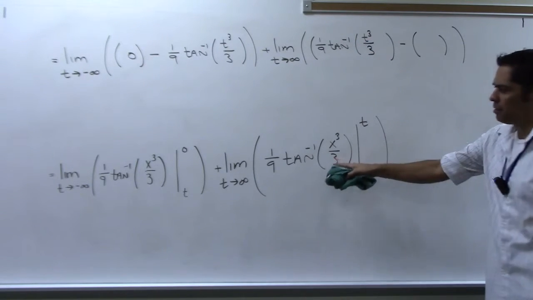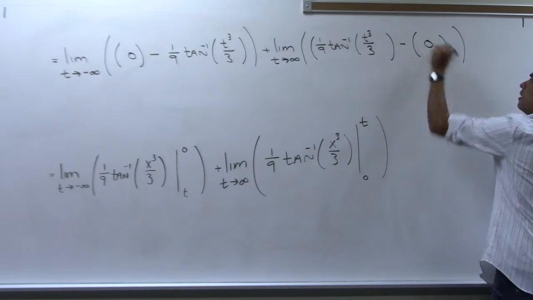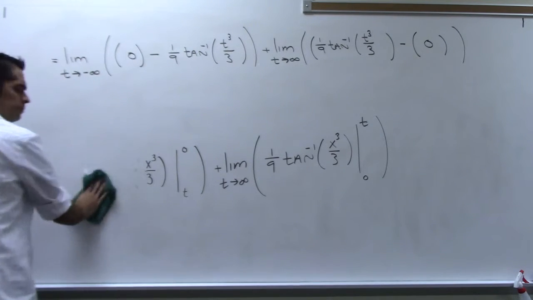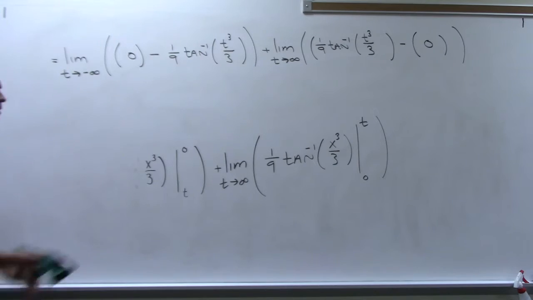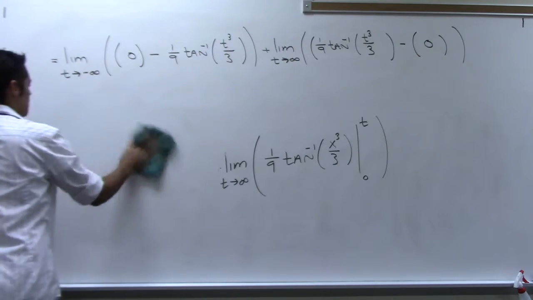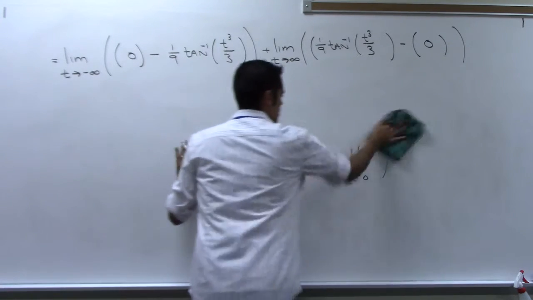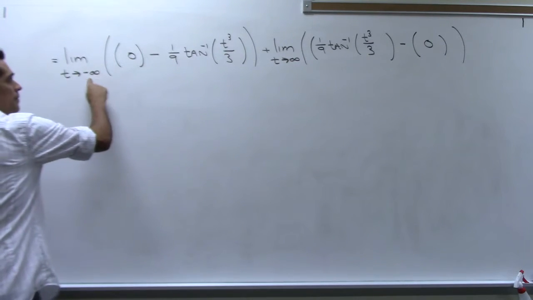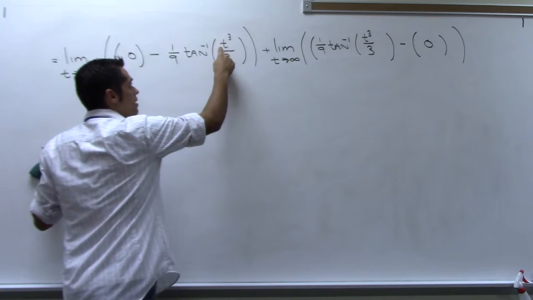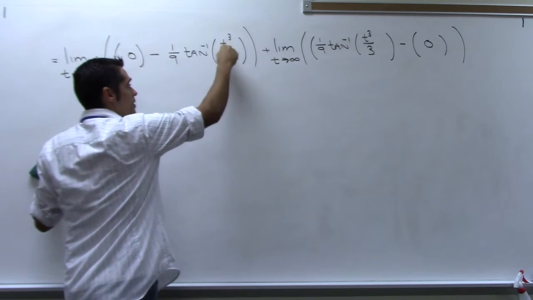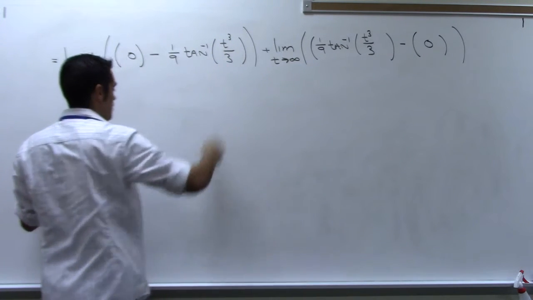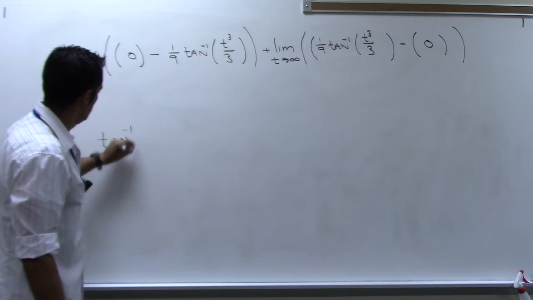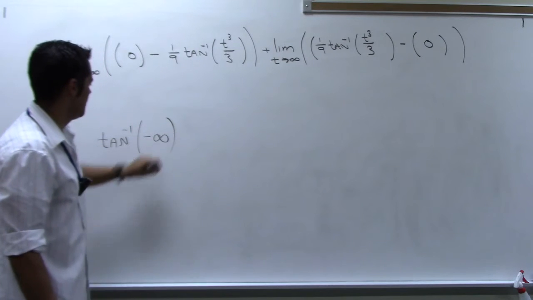When I plug in 0, I did that over there, I'm going to get the 0 again. And now I'm going to take the limit again. If I plug in negative infinity in here, a negative number cubed is still negative. So I get negative infinity on top over 3, it's still negative infinity. So the question becomes, what is arctangent of negative infinity?